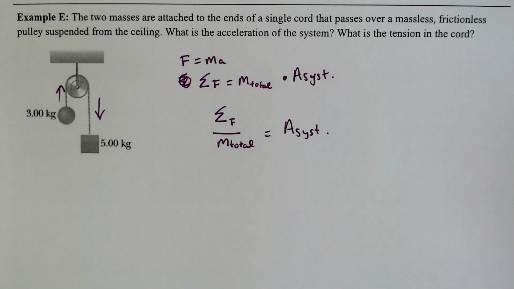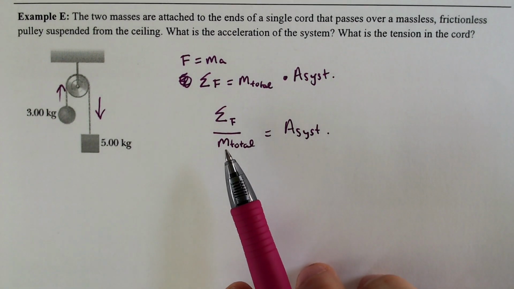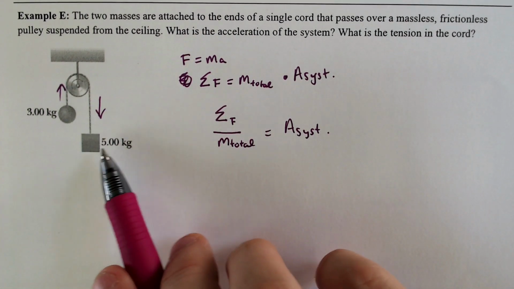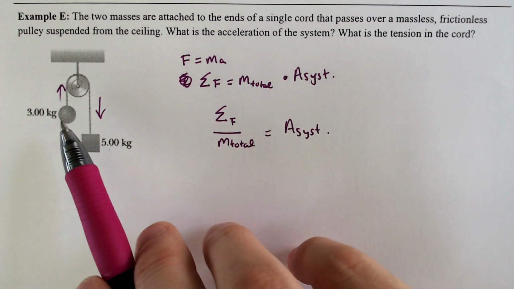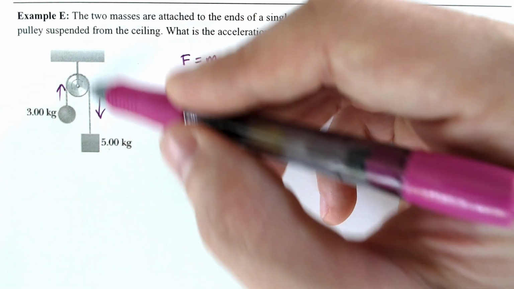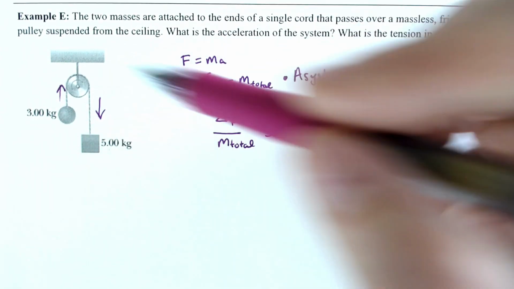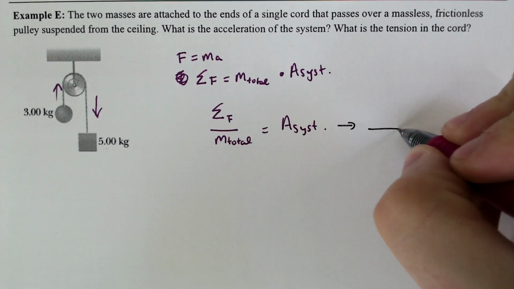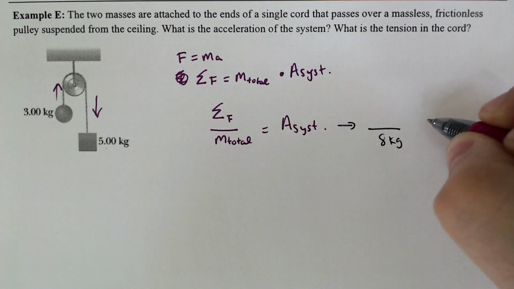So with that in mind, how is this accelerating? What is the real mass of the system? Well, the mass of the system is going to be 8 kilograms because you would have to combine these. It's not like the 3 kilograms is going to make the 5 kilograms weigh any more. This entire rope system is moving. Therefore, you will have to combine those together to get 8 kilograms.